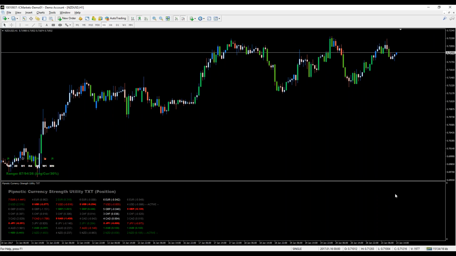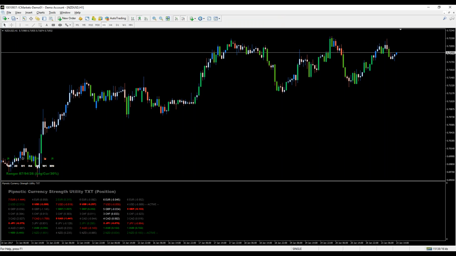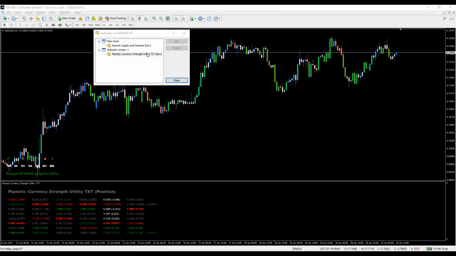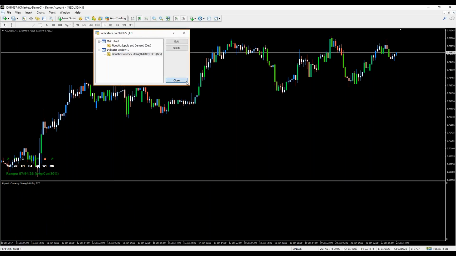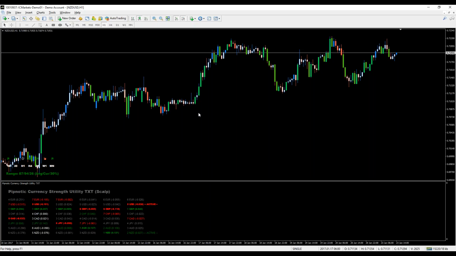And for this one here, we want it to be in scalp mode, and we want the look back to be 8. I'm just going to do that very quickly to make sure it's there. So we have periods to show 6, look back, we want this to be 8, and we want it to be in scalp mode. Press OK. It'll churn a bit of data there, and eventually it'll snap back like that. And you can see it's looking like this.